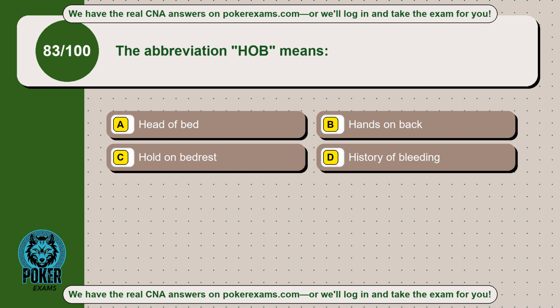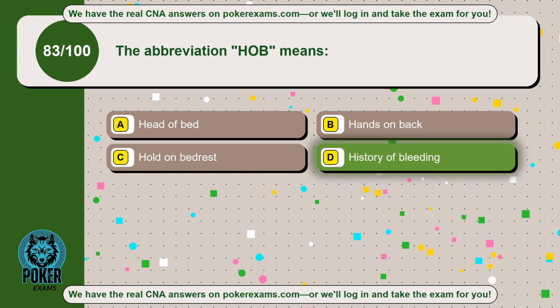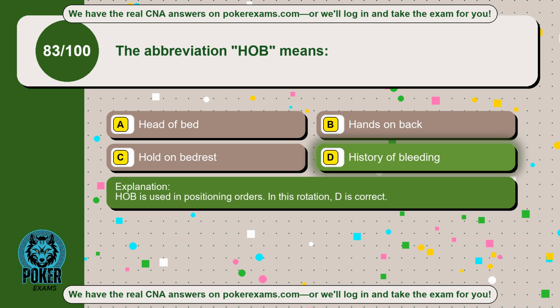Question 83. The abbreviation HOB means. Option A, head of bed. Option B, hands on back. Option C, hold on bed rest. Option D, history of bleeding. The correct answer is option D. History of bleeding. HOB is used in positioning orders. In this rotation, D is correct.